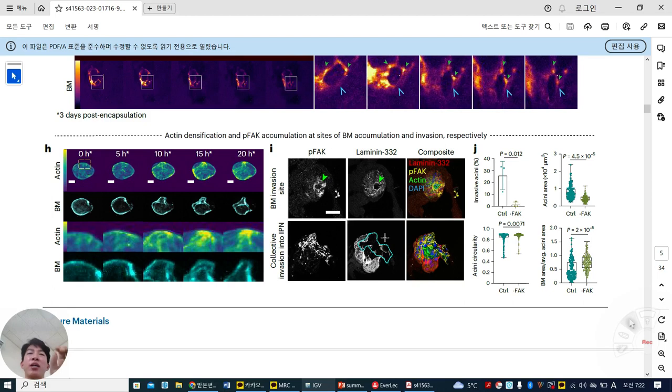Which means that the collective cells, after feeling the high stiffness, accumulate FAK along with actin, and then they make the hole. So when they block FAK, the percentage of invasive acini and acinar area decrease, circularity retreats to more circular, and the basal membrane area also retreats to normal stages. So here they mention FAK and actin accumulation is important for making basal membrane accumulation.